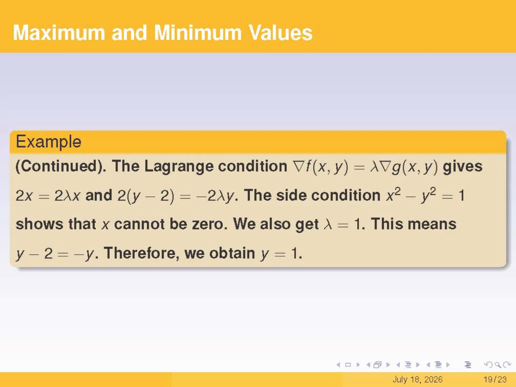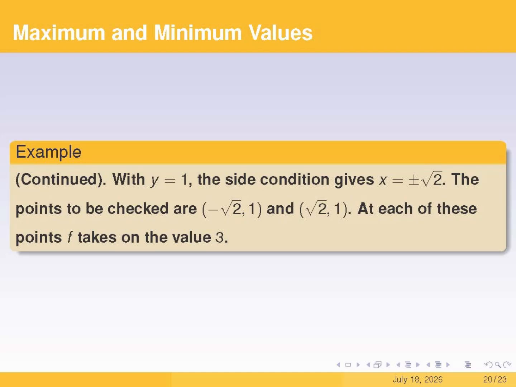If we plug this lambda equals 1 into the second equation, 2 times y minus 2 equals -2 lambda y, we can easily solve for y and get 1, as shown on the very last line. Now, if we plug this value of y equals 1 back into the constraint, x squared minus y squared equals 1, we can easily find the value of x. That gives us 2 extreme points, which you can see on the second line.